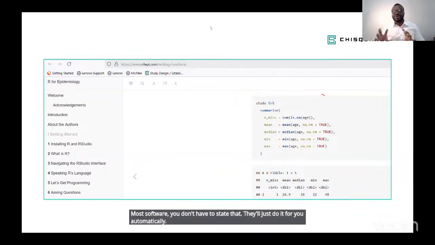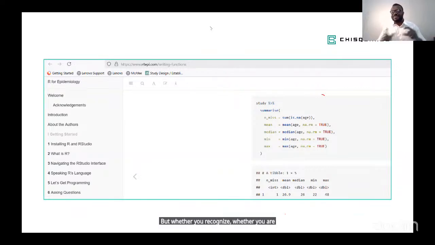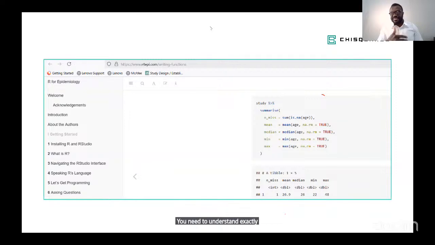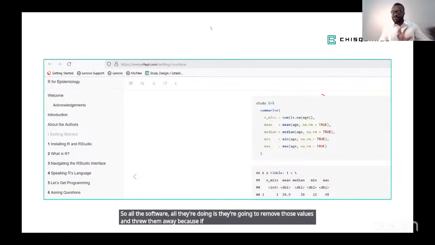But whether you are the one putting it or the software is doing it for you automatically, your job as a researcher is to know what goes on behind the scenes. It's not just that the software gives you an answer. You need to understand exactly what goes on behind the scenes in whatever software you're using. So all the software is doing is removing those values and throwing them away, because if you leave NA in any column, the result will always be NA.